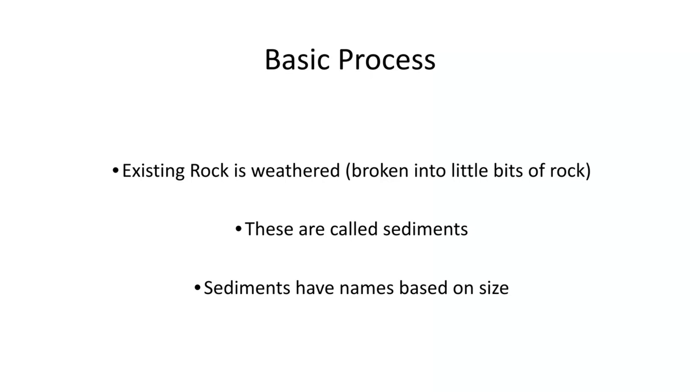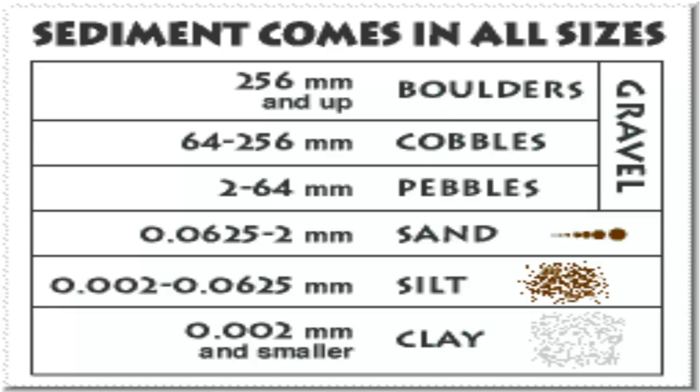Now, the different sediments are going to have names based off of their size, and that's going to help us classify sedimentary rock. So, there is an actual scientific difference between sand, silt, clay, gravel, things like that. And it all comes down to size. So gravel can be broken down into boulders, cobbles, and pebbles. And you can see their size ranges right here.